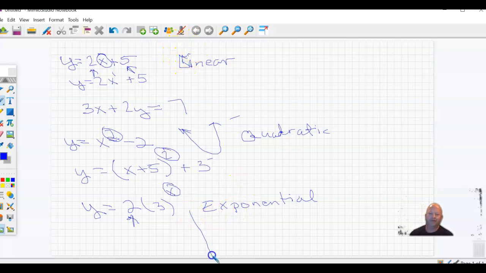And just for reference, exponential will look something like that. And it will approach a number, a lot of times it's 0, but it will never cross that number. So like this graph here appears to be getting closer and closer to 0, but it will never go into the negative numbers.